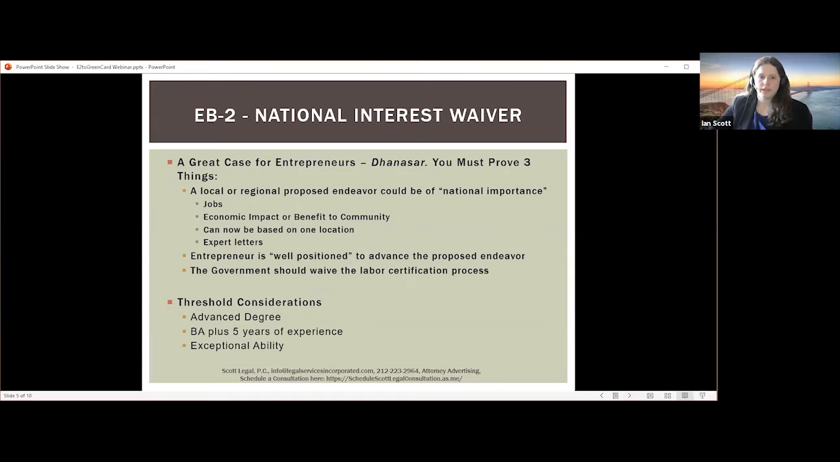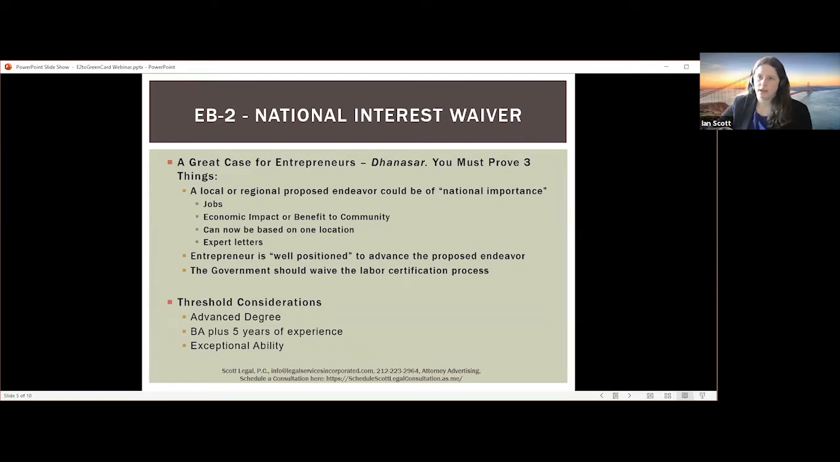So let's look at the national interest waiver. This is a category that's become much more friendly to entrepreneurs in recent years. There was a case a few years back called Matter of Dhanasar that specifically laid out that this NIW, national interest waiver, should be much more friendly to entrepreneurs.